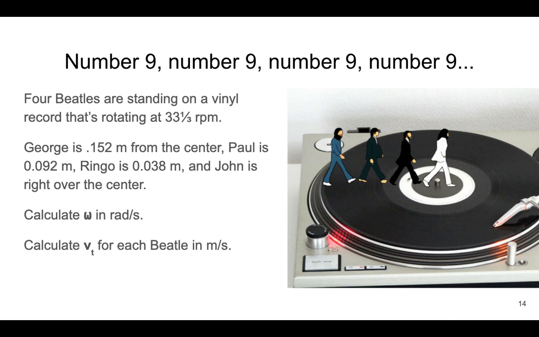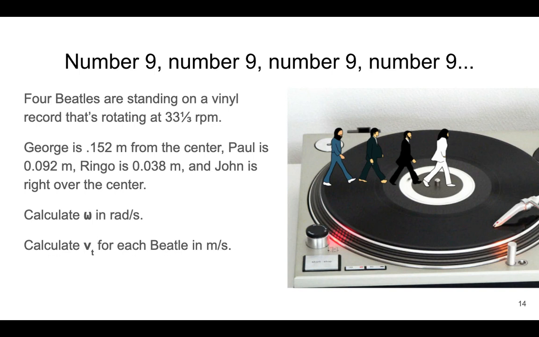So Beatles reference. We've got 4 Beatles standing on a vinyl record, and the record's going around at 33 1/3 RPM. So all of our Beatles are different distances from the center of the record. So we want to calculate omega, the angular velocity of this thing, and then we want to calculate the tangential velocity for each of the Beatles.